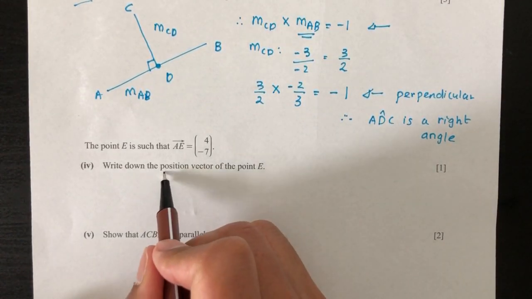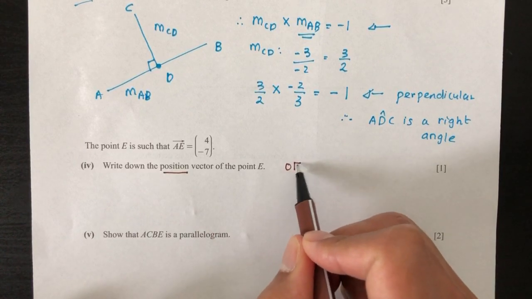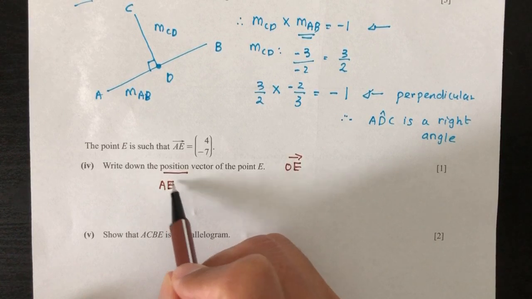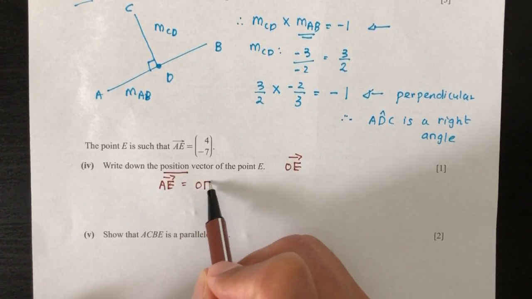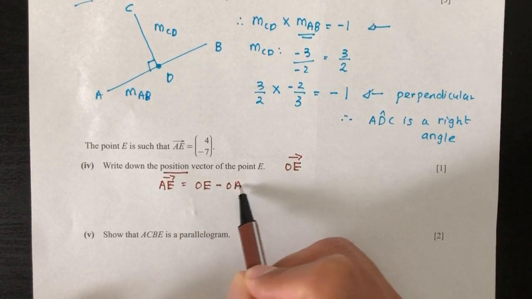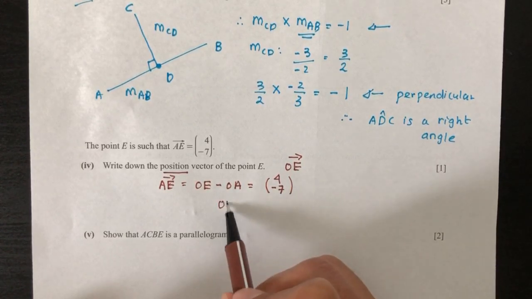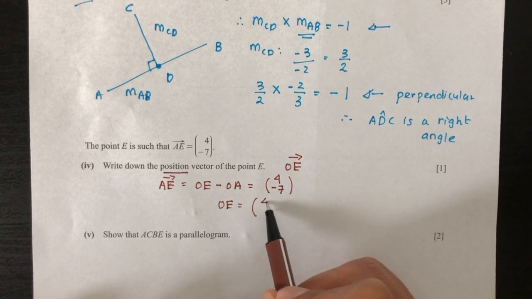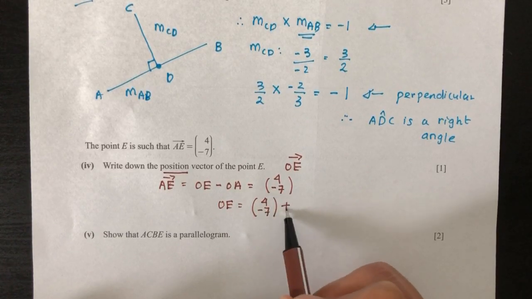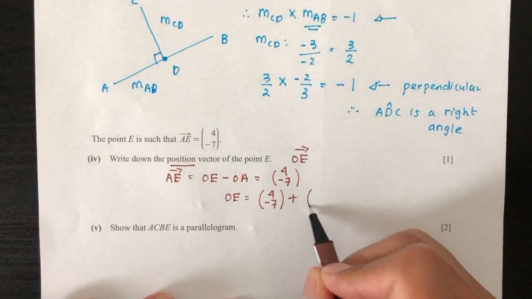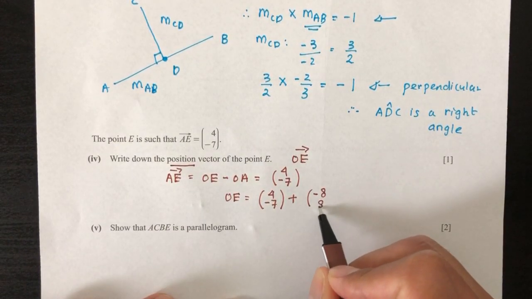When we say position vector, we have to find OE. Since you know AE, what is AE? AE is just OE minus OA, which is (4, -7). Now OE is equal to (4, -7) plus OA. OA has been given to you in the question as (-8, 8). That will be (-8, 8).